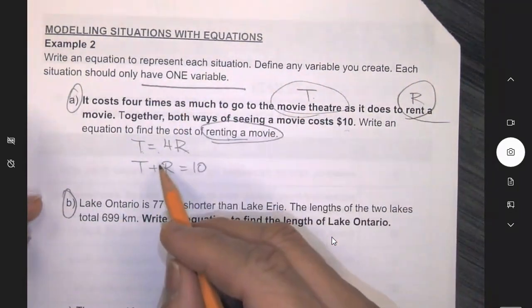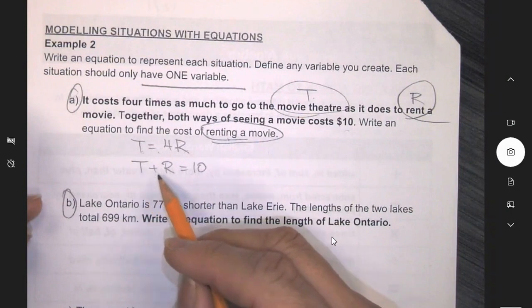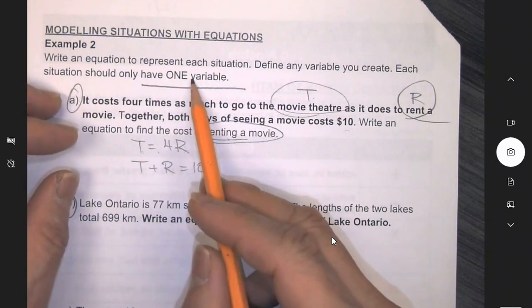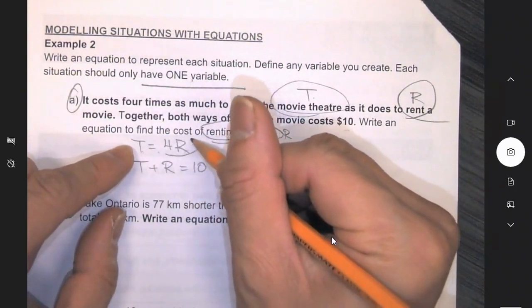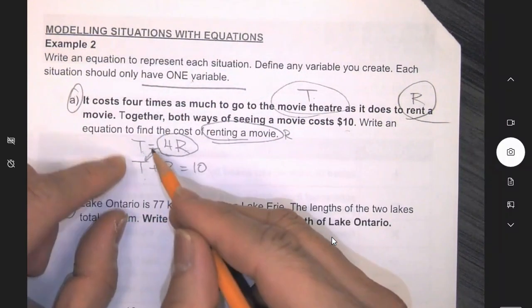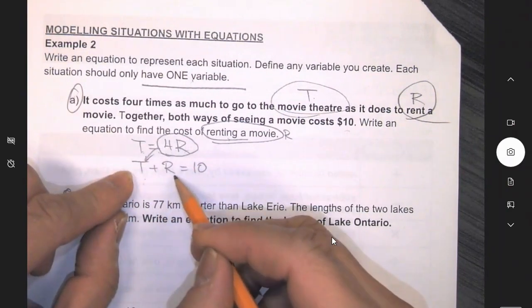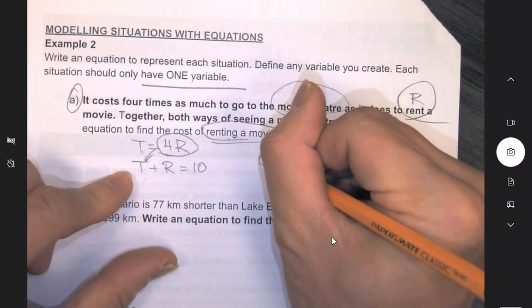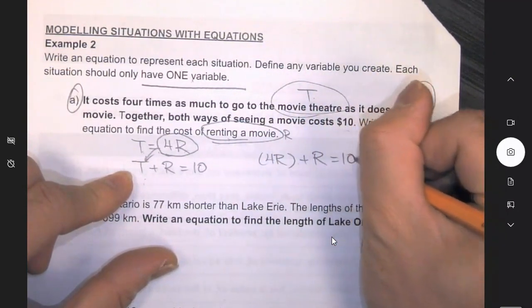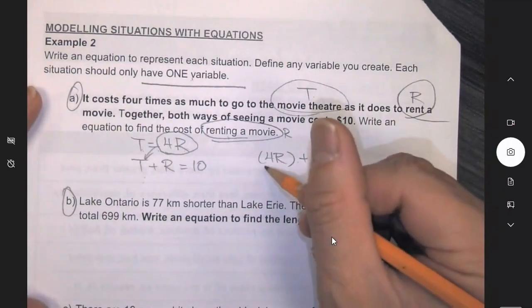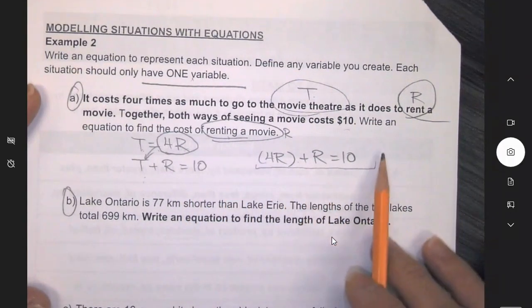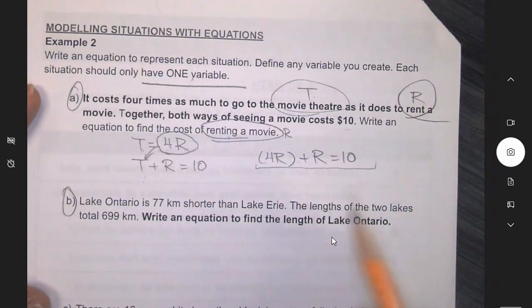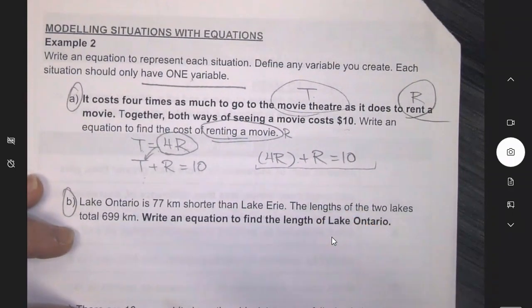And the next line gives you this other equation, T plus R equals 10. Since you're only allowed to have one variable, and this variable will need to be an R, what you should do is substitute 4R in for T here. Since T equals 4R, this T plus R is really just 4R plus R gives you 10. Okay, so that would be an equation to find the cost of renting a movie. You have an equation, you have R, which is how much it costs to rent a movie. So you can use this equation to find out how much it costs to rent. And then you can simplify it and solve the equation.